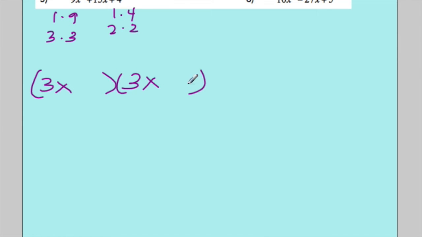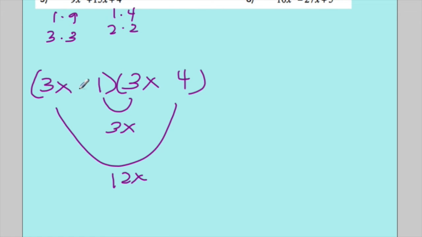If I put a 4 here, I'm going to have 3 times 4, which is 12. And if I put a 1 here, I'll have 3. So 12 and 3 is 15, so that's going to work. So I have 1 and 4. This gives me 3x. This gives me 12x. And I will get to my B term, and they're both positive because I want to multiply to a positive 4 and add to 15.